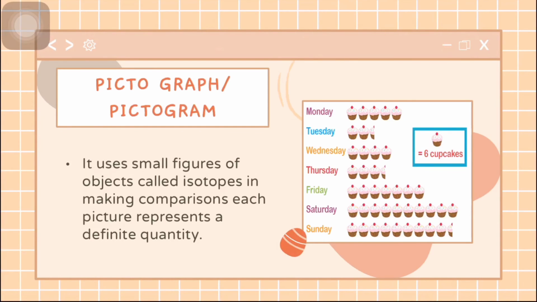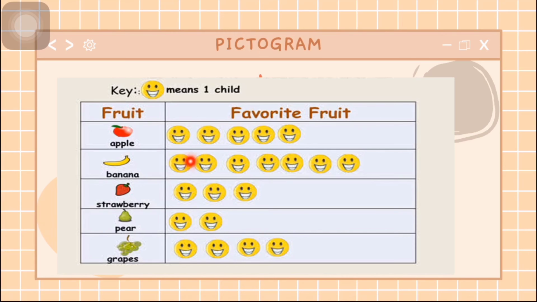Pictogram or pictograph. It uses small figures of objects called isotypes in making comparisons. Each picture represents a definite quantity. So this small smile emoji is called an isotype and corresponds to one child. So banana is the most favorite fruit among children.